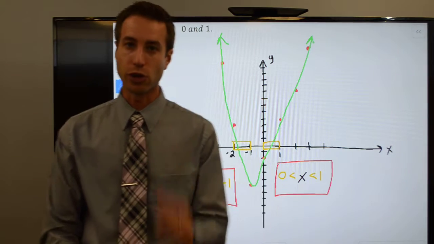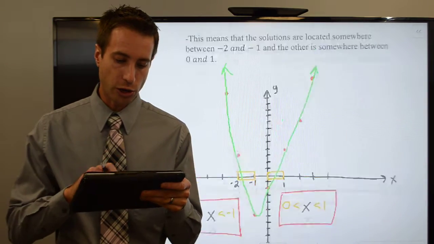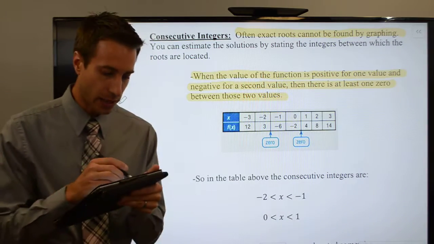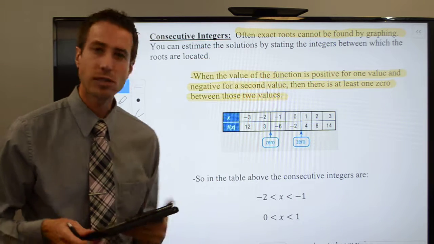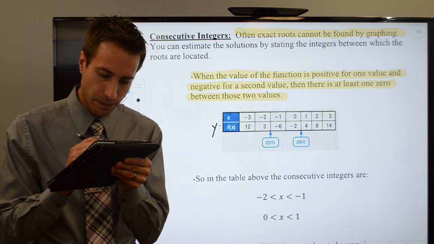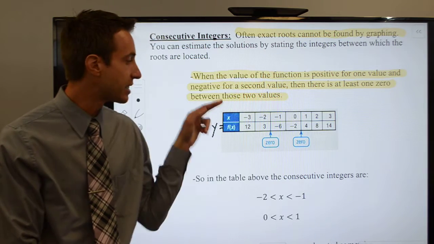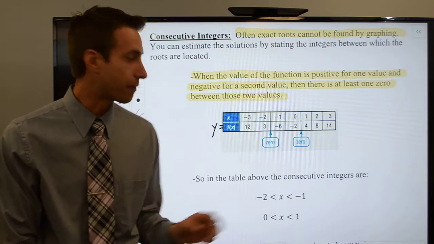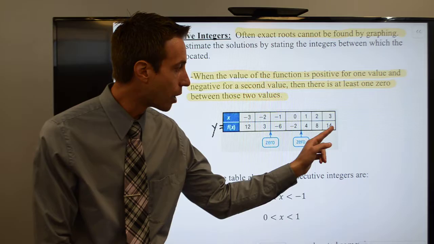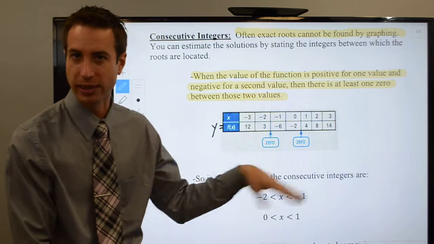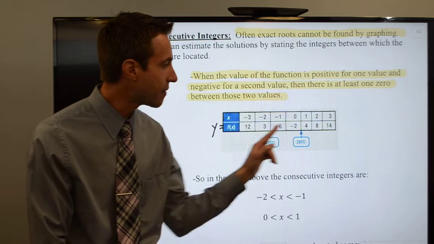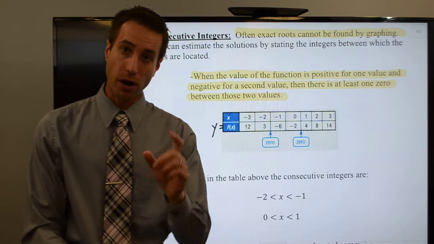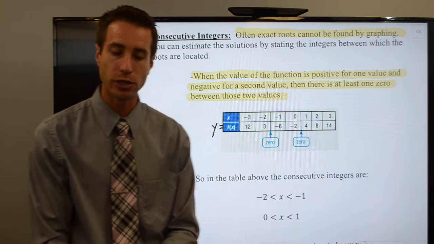Now let me show you how you're going to do this when you are doing these problems and you've got your XY table, which is exactly what this is. Remember, f of x is just a fancy way of saying y. So what you've got here is an XY table. Here's what you're looking for. Since I don't get any zeros in my y column, well, a row in this case since my table is laid out horizontally, since I don't have any zeros in my y row, what I'm going to look for are consecutive integers. And here's how you're going to do it.